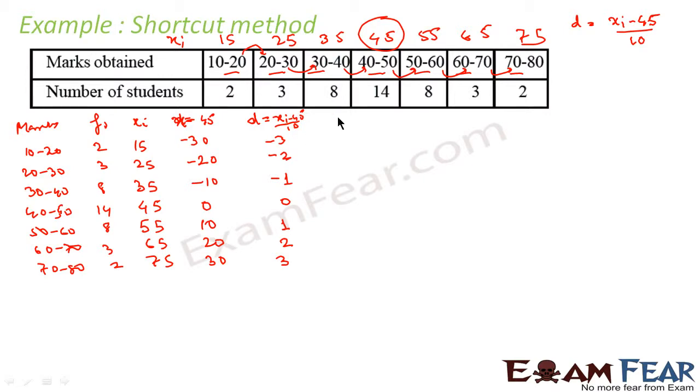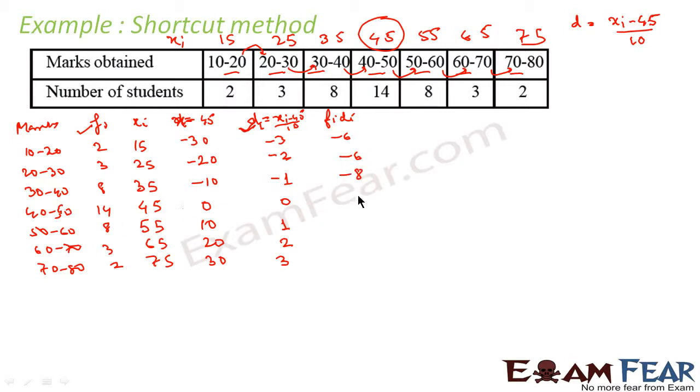Correct? Now we have to find fidi. So let's find fidi. To find fidi, this is di actually. So we'll multiply this and this. Correct? So let me put a tick mark here. These two values. Tick mark here and here. We'll multiply these two. 3 into minus 3 is minus 9. 2 into again minus 3 is minus 6. 8 into minus 1 is minus 8.